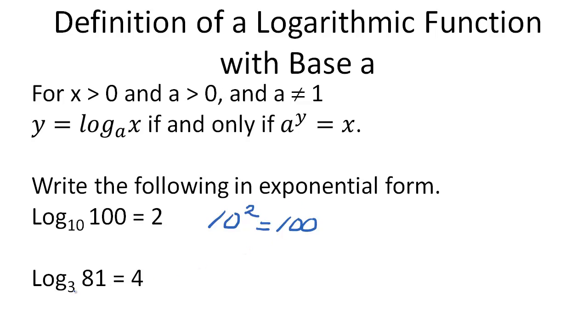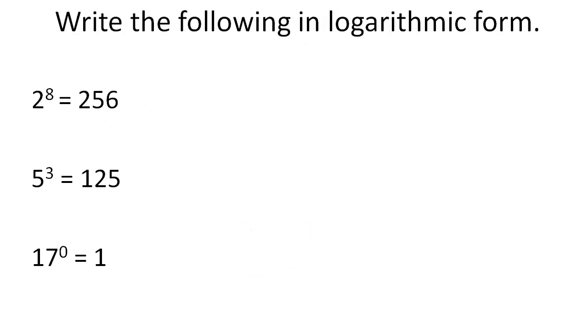Likewise, log base 3 of 81 equals 4 means write your base 3 to the answer, the fourth, equals 81. Now let's work the opposite way. We have 2 to the 8th equals 256. How would we write that in logarithmic form?